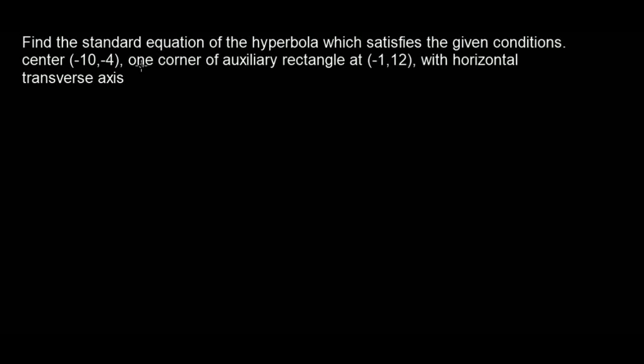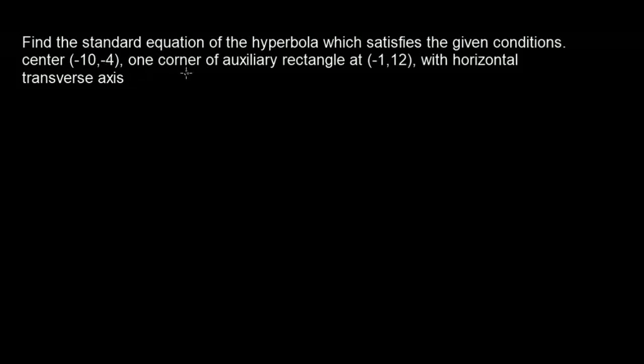Find the standard equation of the hyperbola which satisfies the given conditions. The first one is the center is at -10, -4, and one corner of the auxiliary rectangle is at -1, 12. And we have a horizontal transverse axis.